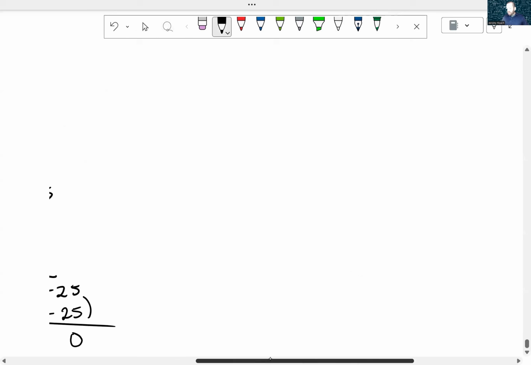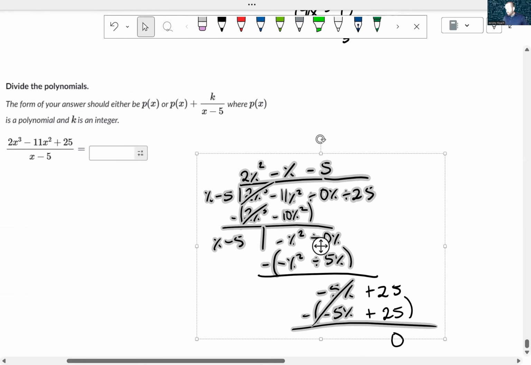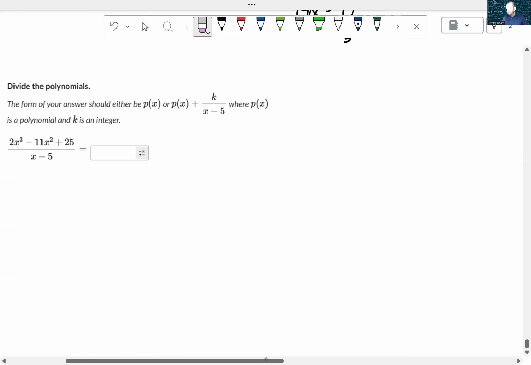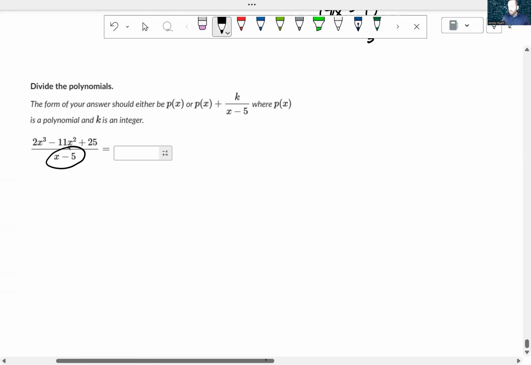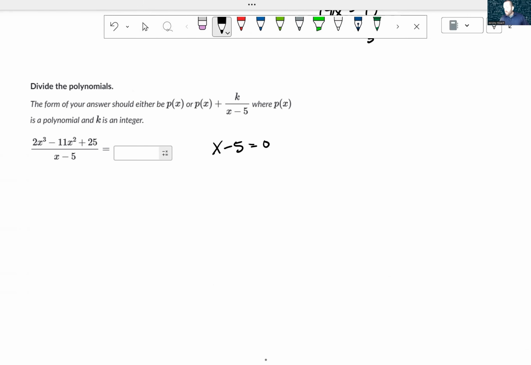So synthetic division, we set this denominator equal to 0. Then we just add 5 to both sides. We get x equals 5. So we're going to write 5 in this box on the upper left. Now we're going to write the coefficients of the numerator on the top. 2, -11. There is a 0 for our x's, so 0 is a placeholder for the x's. And 25 is where the constants are.